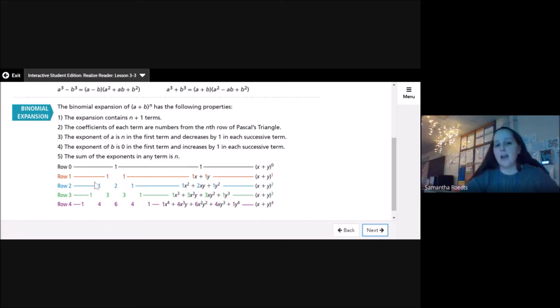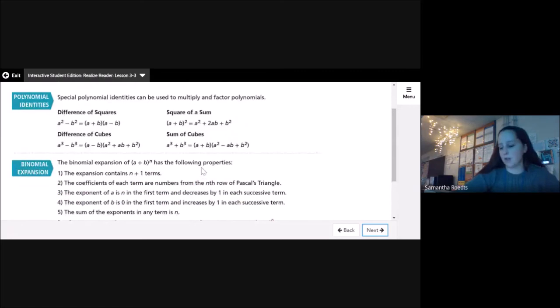Okay, so I'd work on Pascal's triangle, at least understanding how you get Pascal's triangle. You won't always have it available to you, so knowing that the sum of the two numbers above is what gives you each of these numbers, that will be very helpful for you to know if you don't have access to Pascal's triangle.